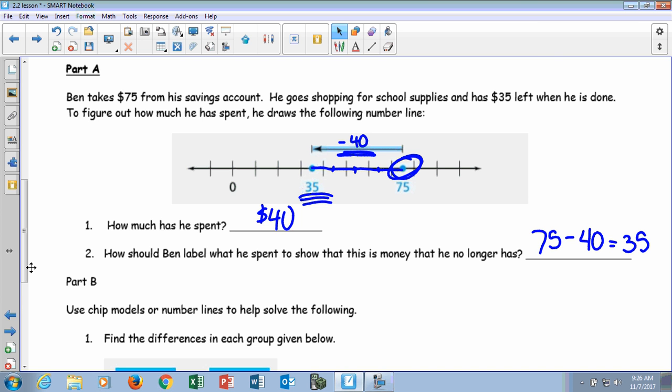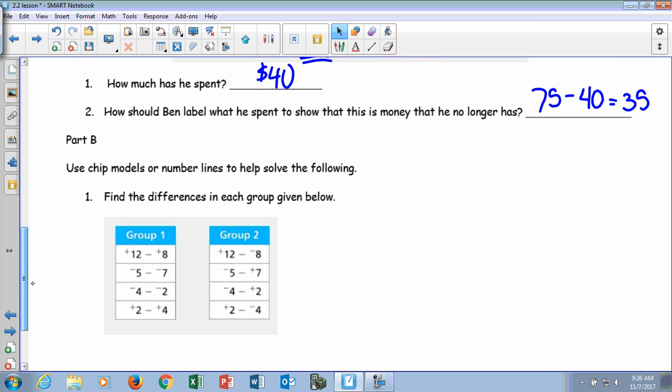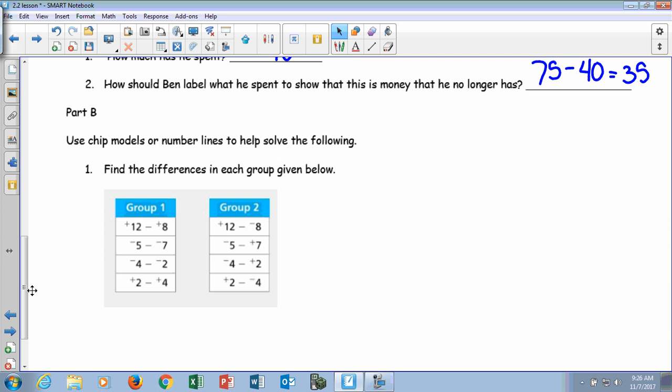All right, so part B, we're going to pause this and I'm going to turn you loose for a few minutes. You can either use a number line, so draw a number line, or you can use the chip model. Chips are still up here. And I want you to find the differences in each of the given groups.